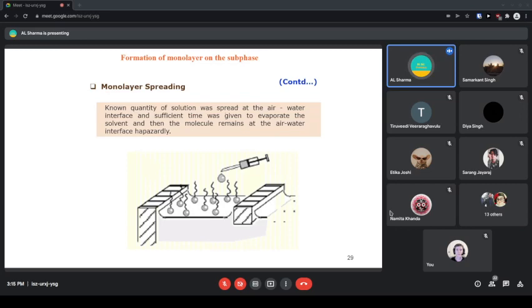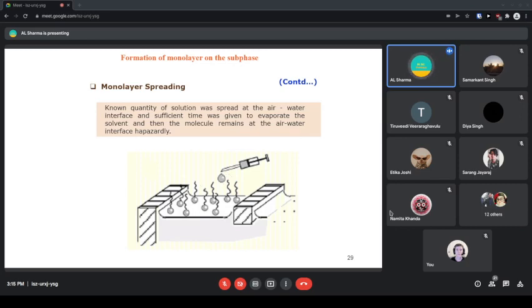A known quantity of solution was spread at the air-water interface, and sufficient time was given to evaporate the solvent, and then the molecules remain at the air-water interface haphazardly. So what is happening is that this trough is full of water. Then what you are going to do is put your materials, your precursors, drop by drop over this liquid solution.